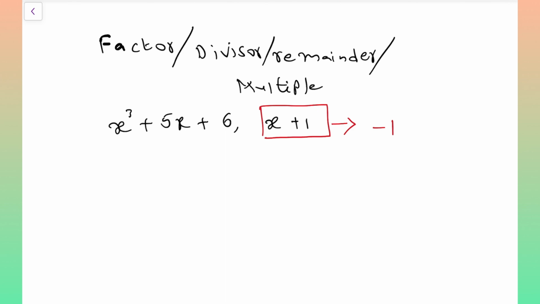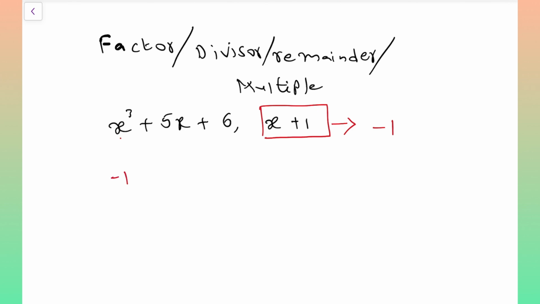For example, if x plus 4 is given, so plus 4 is given, right? You need to substitute minus 4. Otherwise, if x minus 3 is given, so minus 3 is given, right? You need to take plus 3. So now here x plus 1 is given, right? So simply you need to substitute minus 1.